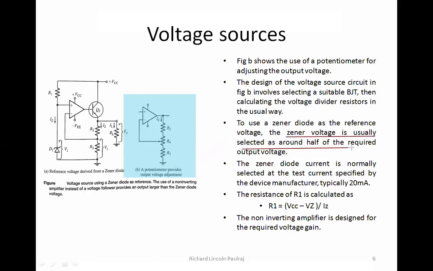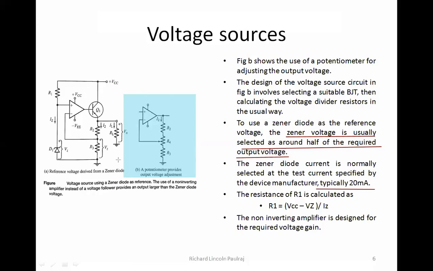Usually selected around half of the required output voltage. The Zener diode current is normally selected at the test current specified by the device manufacturer. So the value of the Zener diode current is going to be about 20 milliamps, right? About 20 milliamps. So, better we keep this range in mind while designing the circuit.